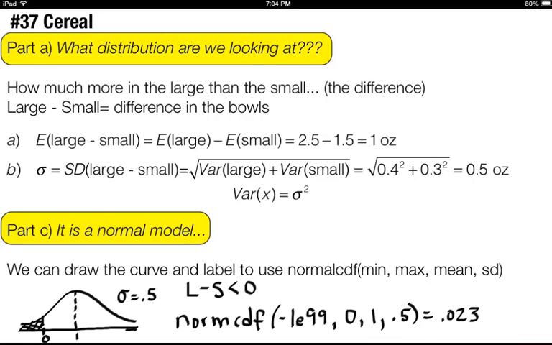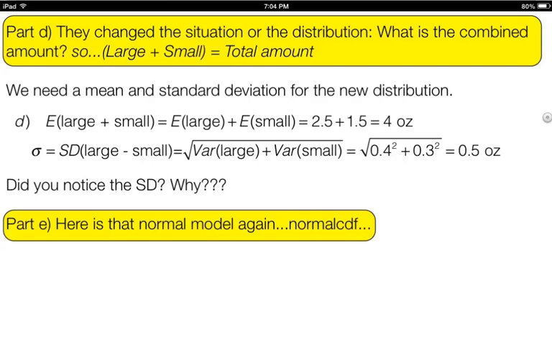In order for me to do the normal model, I had to figure out what the actual mean and standard deviation of this situation was. Right? So I put that mean down, put the curve down, and I use my normal CDF based on whatever I'm looking to find. Alright, let's go on to the next part.